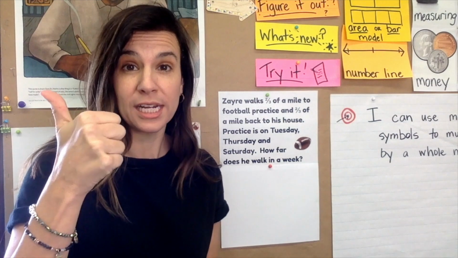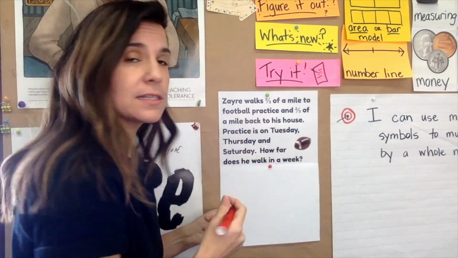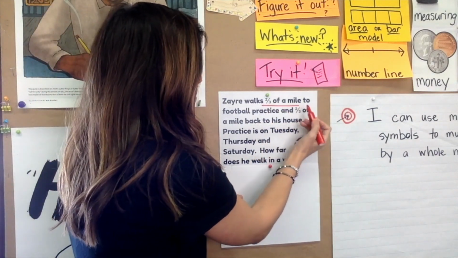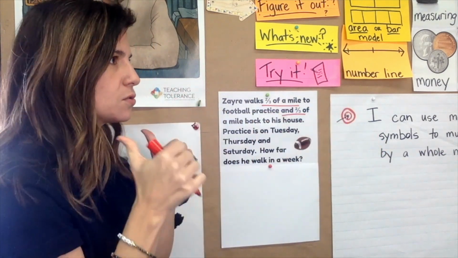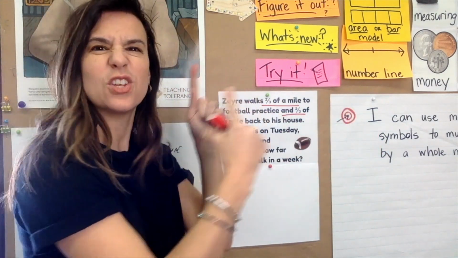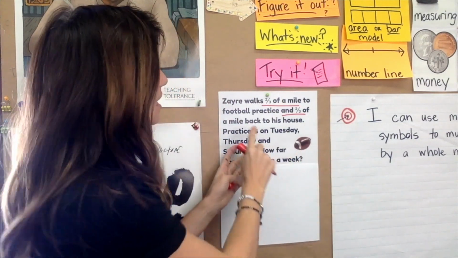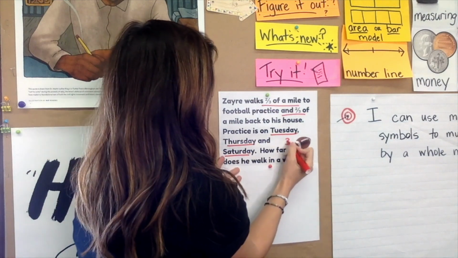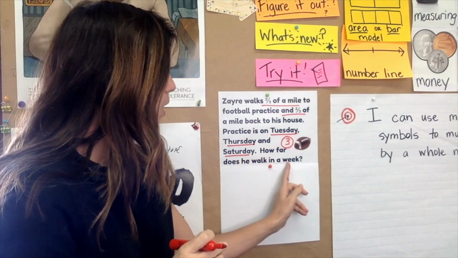Well, we know read, think, draw, write. So far, so good. Let's underline some important information in this problem. 2/3 of a mile and 2/3 of a mile. So he walks 2/3 there and 2/3 back. Let's keep that in our minds, that visual. Real fractions in the real world, distance. And he has practice Tuesday, Thursday, and Saturday. That's 3 days out of the week he has to practice. How far does he walk in a week?